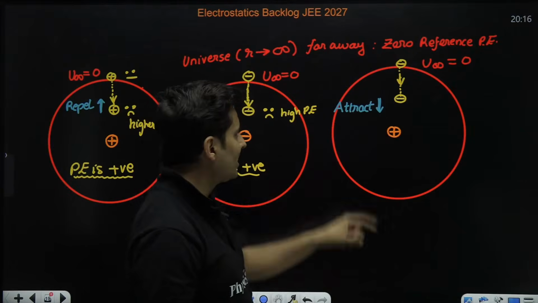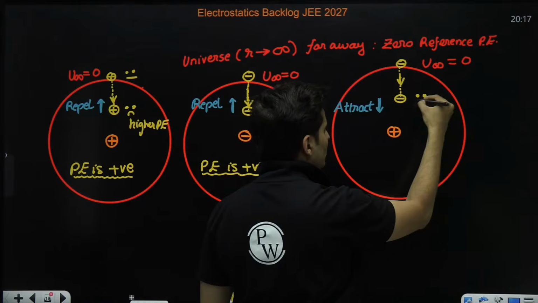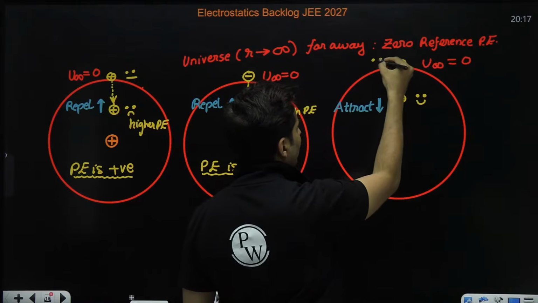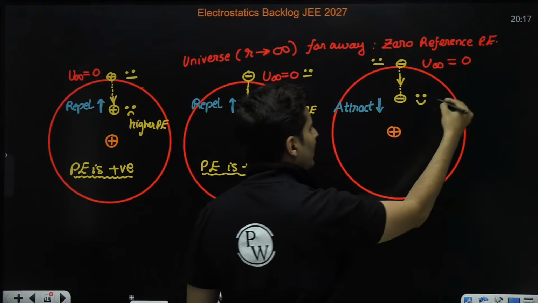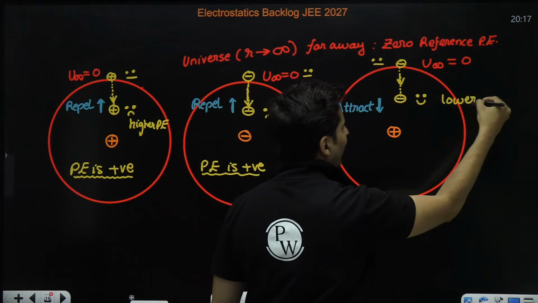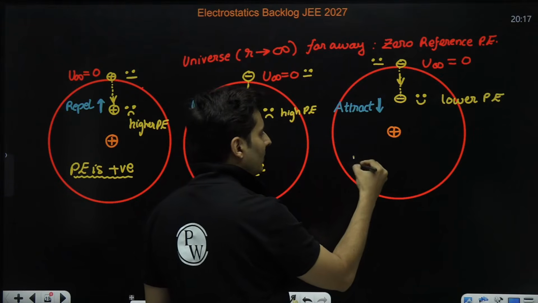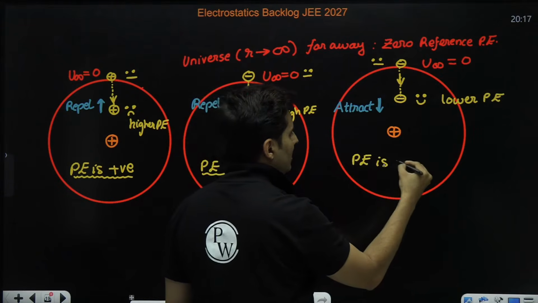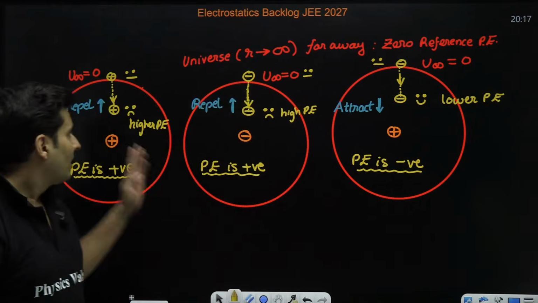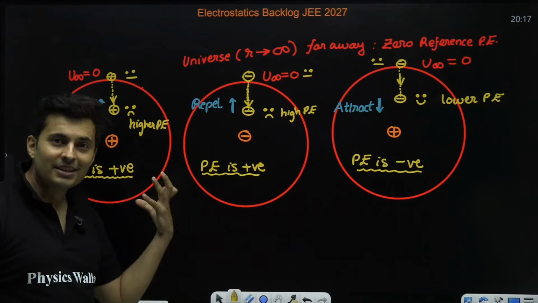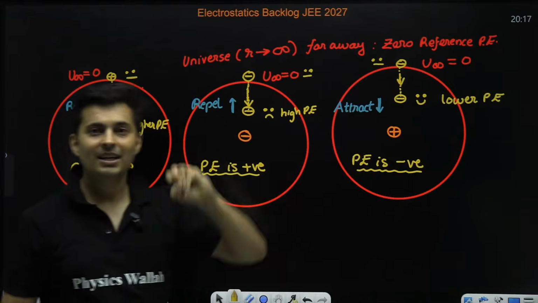Whereas in this situation, it's attraction. You are going with the flow. You are going to be so happy about it as compared to this situation. So you are becoming happy. That means you are lowering your potential energy. What is lower than 0? It is negative. So potential energy is negative. So this means for repulsion, the potential energy is positive. For attraction, the potential energy is negative.